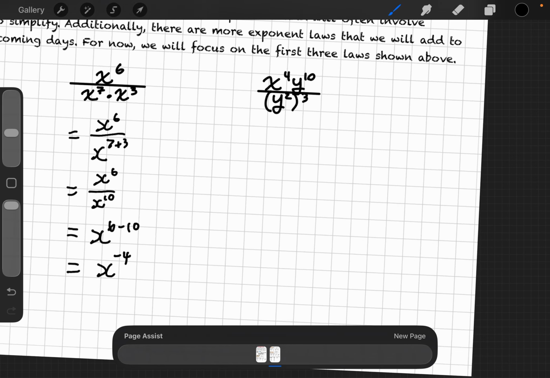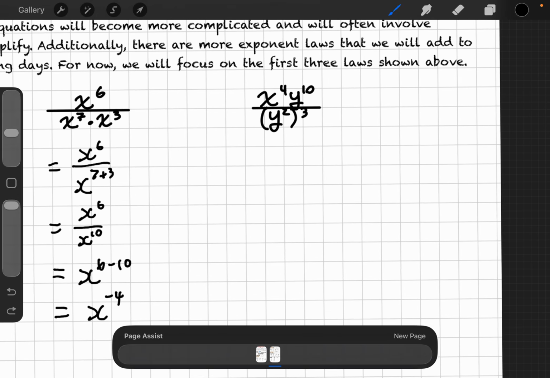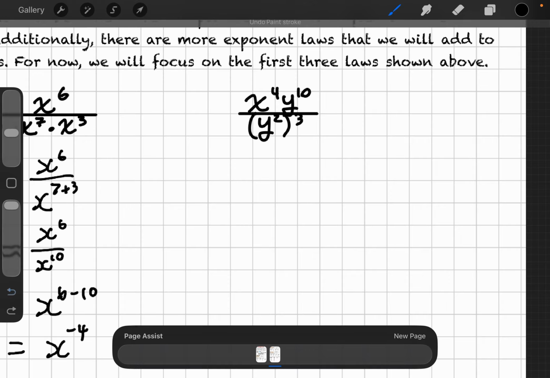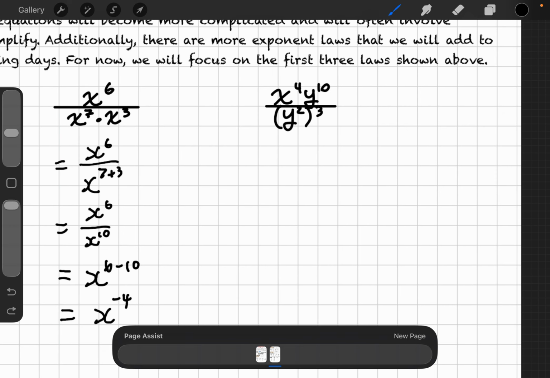Okay, we will continue here. Compare your answer to mine. So, how do I go about solving this? Well, if we look at the top, we see that there are two terms, two numbers. So, x to the power of 4 times y to the power of 10. Can we simplify this using the product law? No, we can't. Why? Because the product law specifically states that the bases have to be the same. In this case, they are different. One base is x, one base is y. No, these bases are different. We cannot simplify the numerator any more than it already is.